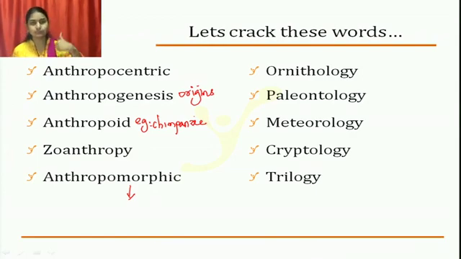Okay? So, anthropocentric, human-centered. Anthropogenesis, about the origins of the human race. Anthropoid, resembling a human, ape-like. Chimpanzee is an example. Zoanthropy, a human being who thinks he assumed an animal form. Anthropomorphic, giving the non-living innate things a human-like treatment. Some of you might call it something close to personification. Now let's discuss the other set of words that I have here.